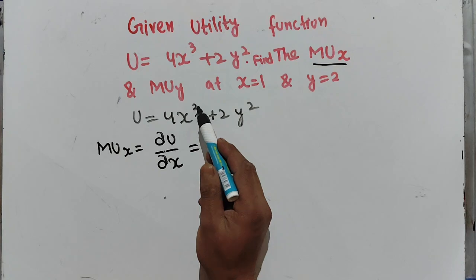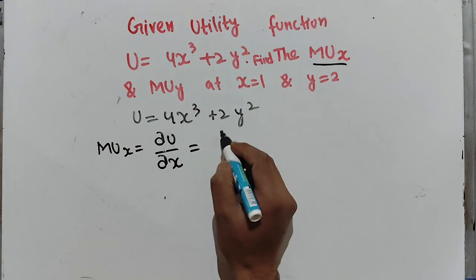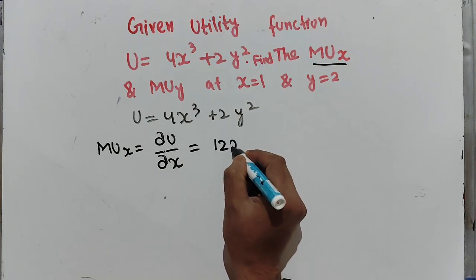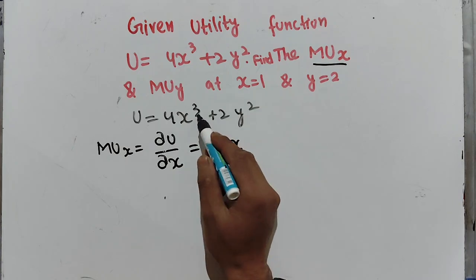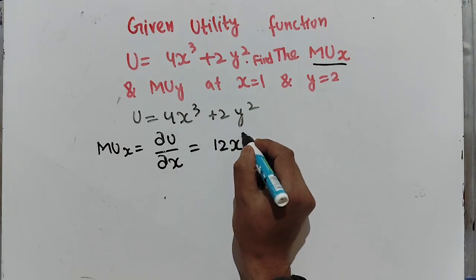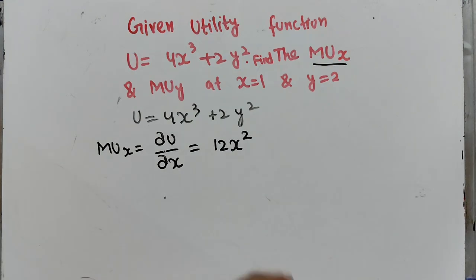Derivative of x cube is 3x square. So we get 3 into 4 is 12x square. The exponent is reduced by 1. So this is our marginal utility of good x.